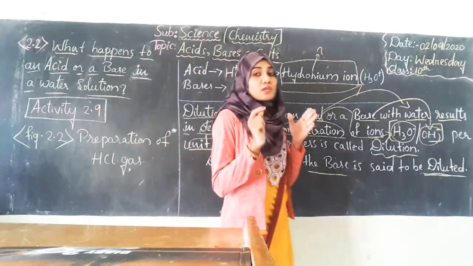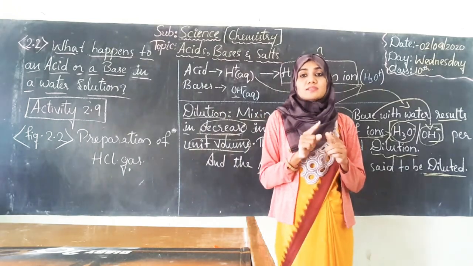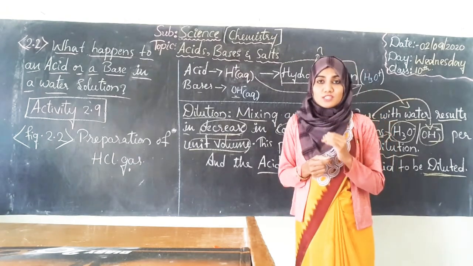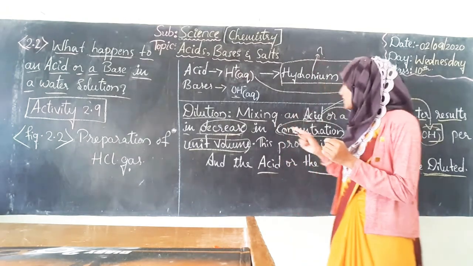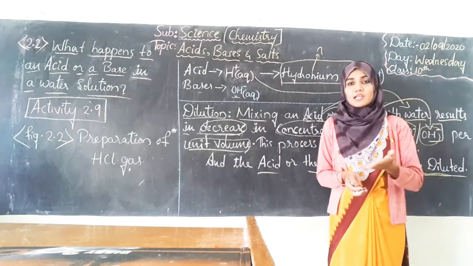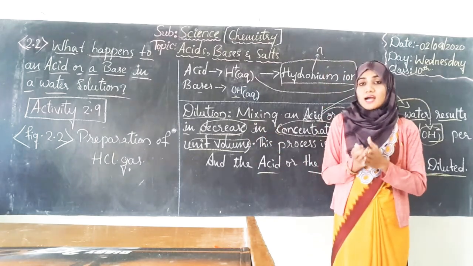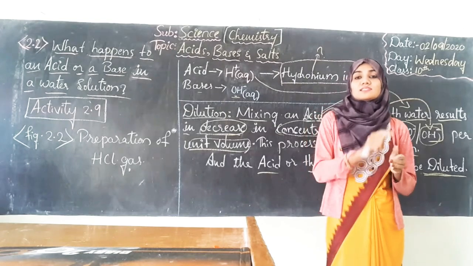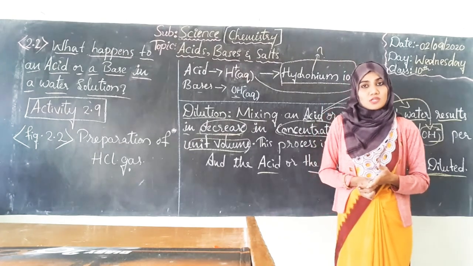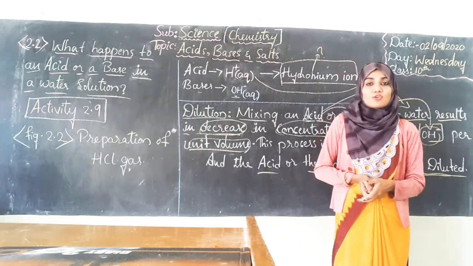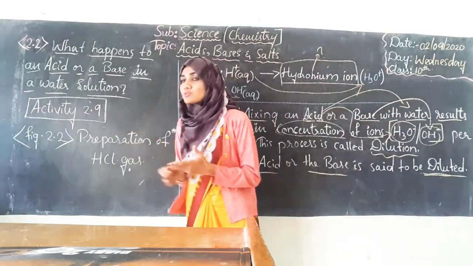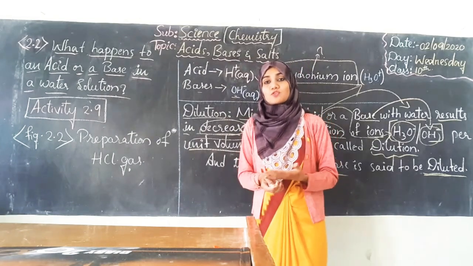Just in simple terms, if acid is mixed with water, then it will result in the reduction of the concentration of the acid, that is by H3O+ ions per unit volume. This is called dilution. For a base, mixing a base with water results in the decrease of the OH- ions. This is nothing but the dilution of a base, and the base is said to be a diluted base.